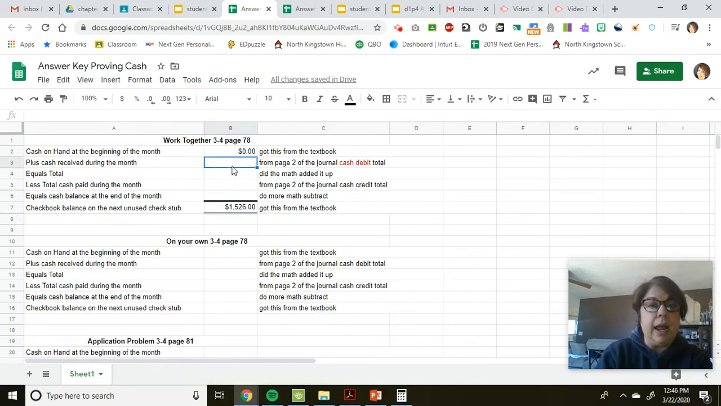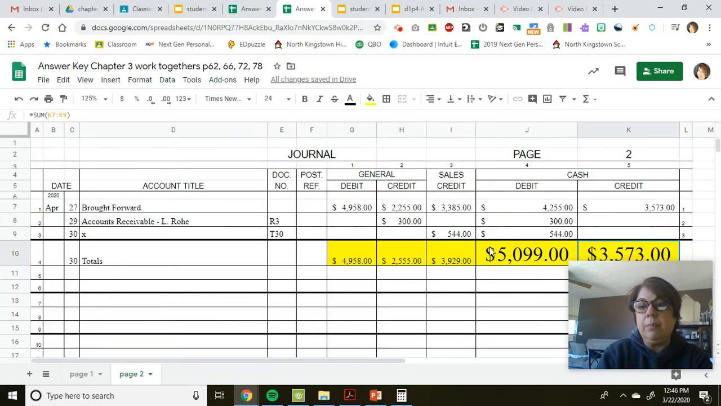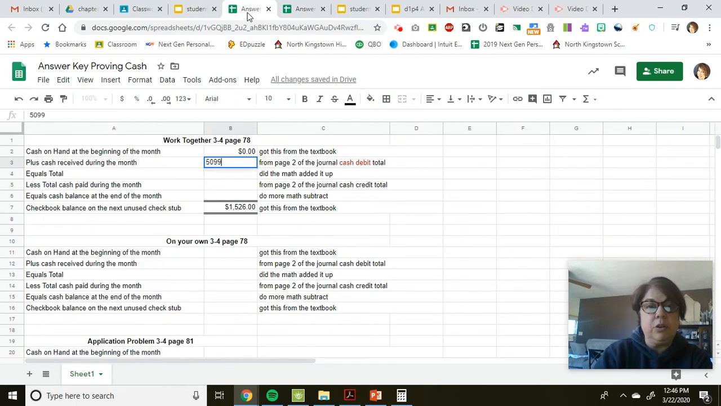I know that I can find the total cash received during the month from page 2 of the journal in the cash debit column. So when I look at the work togethers and I look at my cash debit, I want to pop in that number, 5099. It's not necessary that I do a cell reference, although you could. Now I want to do some math, and this one's easy because it's just 0 plus 5,099, but use a formula so that you're doing it precisely. It should say B2 plus B3.